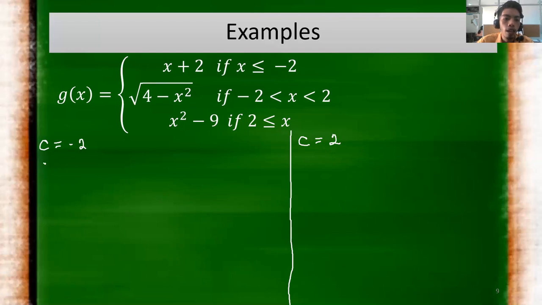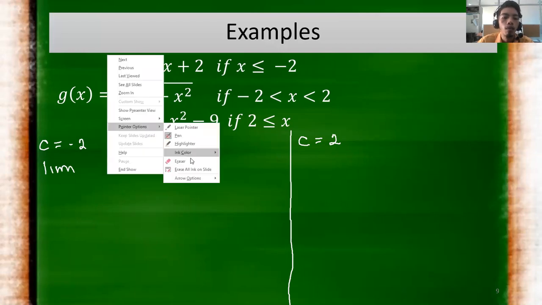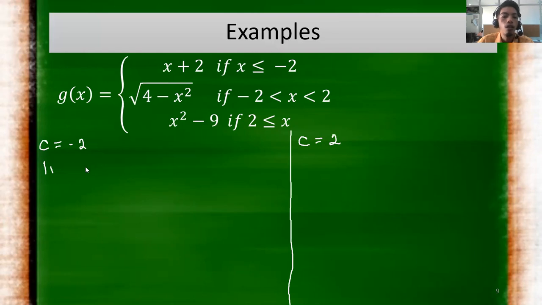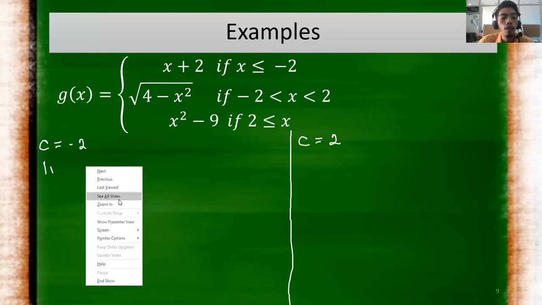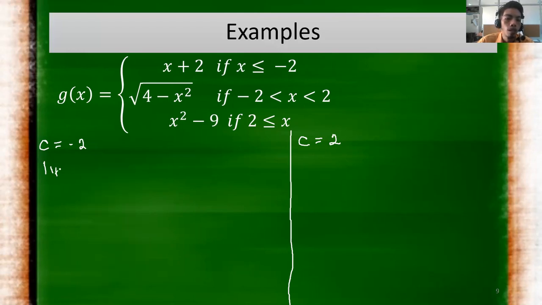So again, ang una natin gagawin ay ifa-find natin yung limit ng isang function as x approaches negative 2 from the right. So the limit as x approaches negative 2 from the right. So alin ba yung function na may greater than 2? Ay, greater than negative 2. So, ang unang function less than negative 2. So, understood, yung pangalawang function ang ating greater than negative 2.